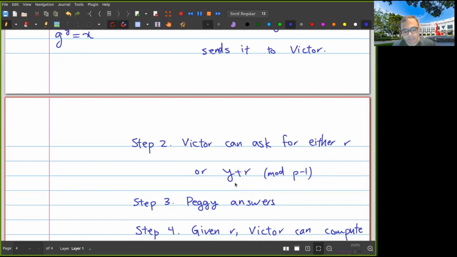Now, again, we have a situation where maybe Peggy gets lucky and she can answer some of the queries, but if we just keep repeating this, the probability that Peggy gets lucky in every iteration tends to 0. So at some point, Victor will be sufficiently convinced that, okay, Peggy is not lying. Peggy really knows y. Okay.